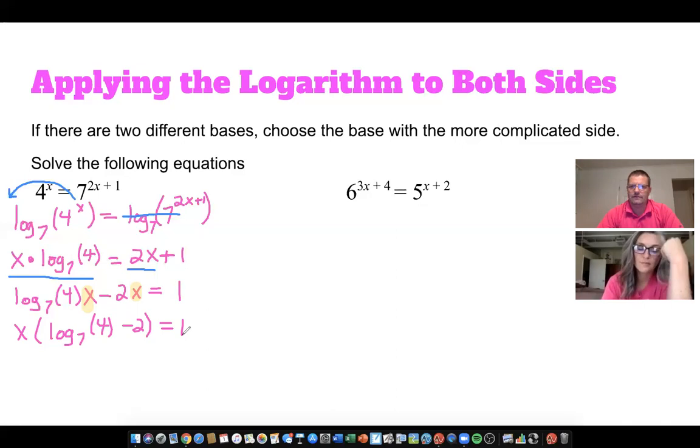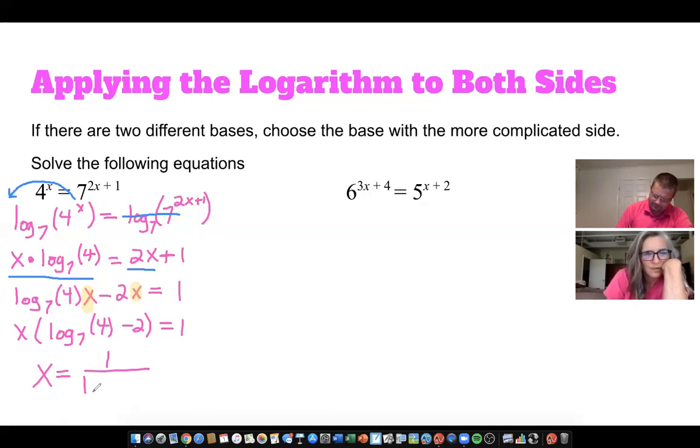So how do I solve for x? I just divide all that stuff that's multiplied. Yeah, all that icky decimal stuff. Yeah. So I just have x equals 1 over the icky decimal.